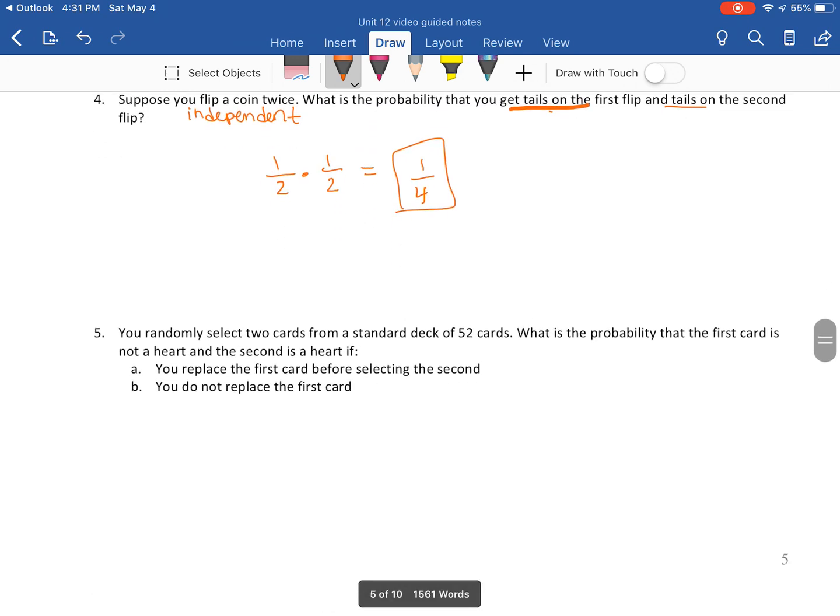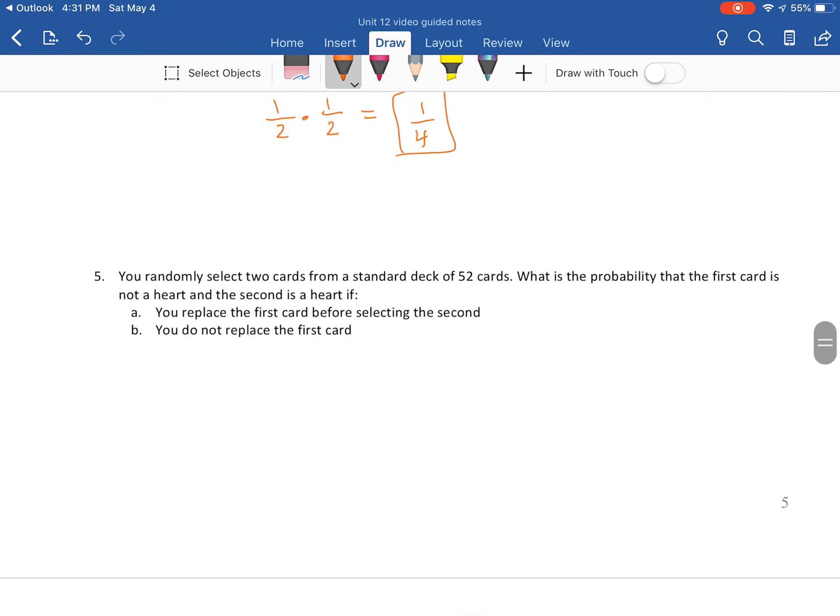Last but not least, number 5, you randomly select 2 cards from a standard deck of 52. What's the probability that the first card is not a heart and the second card is a heart? So the first card is not a heart, the second card is a heart, and we have 2 different situations. So let's look at letter A first.